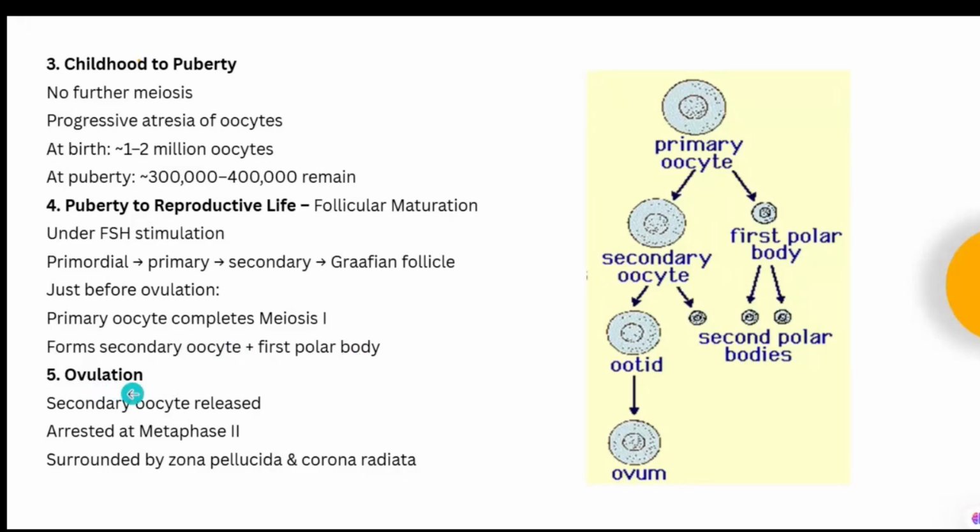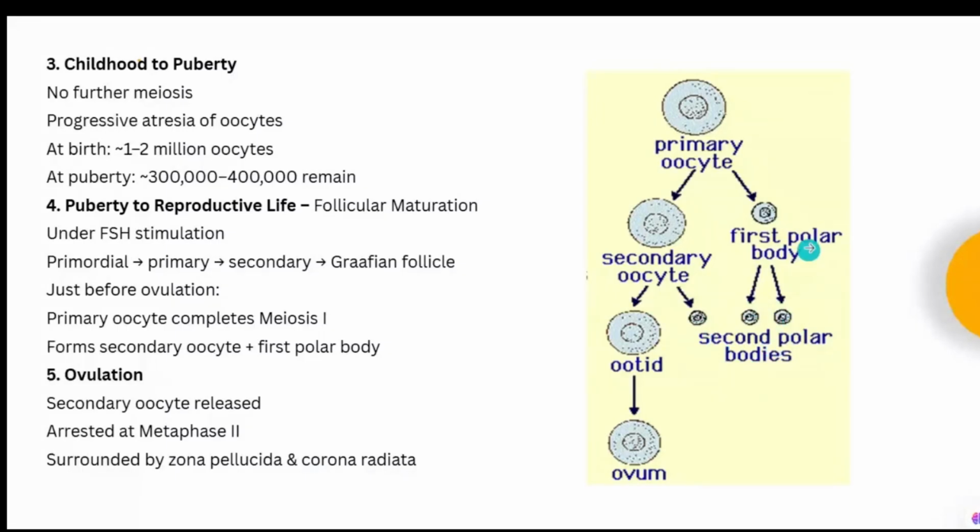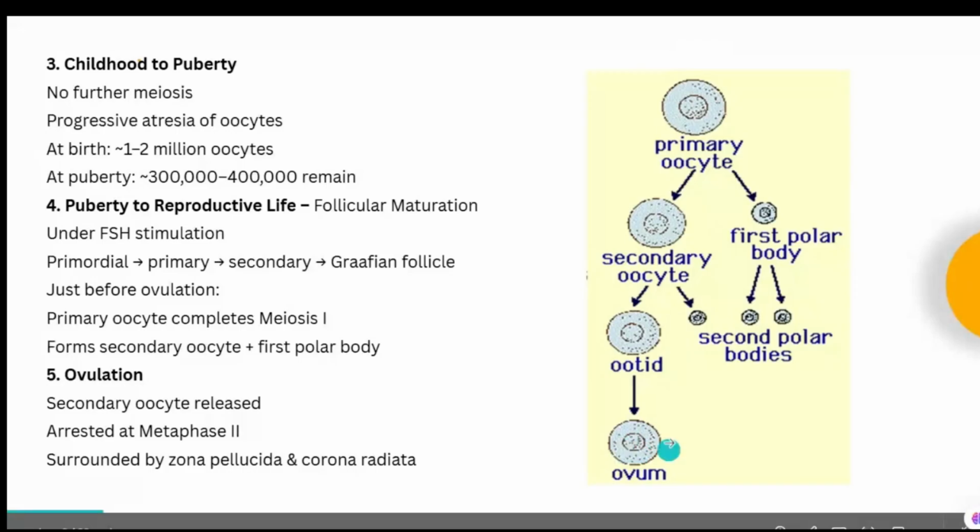Okay, then there will be ovulation. The secondary oocyte will be released and this is arrested at metaphase 2. This is surrounded by the zona pellucida and the corona radiata. And what happens here is the first polar body, and then you get a second polar body. This first polar body may divide or it may not divide. What is the fate of these polar bodies? They degenerate. So from one primary oocyte you are going to get only one ovum.